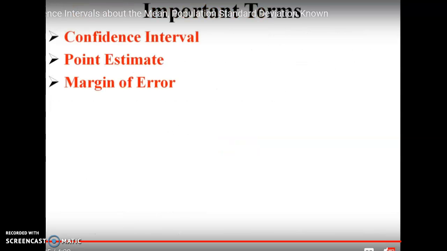So that covers confidence interval, point estimate, and margin of error in these terms.